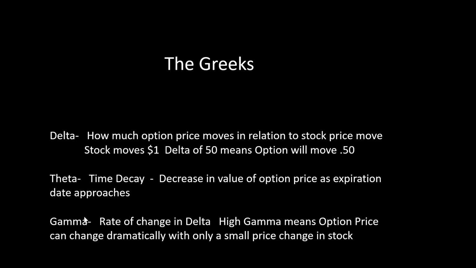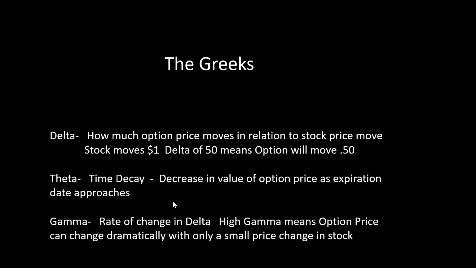Okay? And gamma, this is kind of an interesting one. This is the rate of change in delta. How fast is the delta changing? In other words, if the delta goes from 50 to 60, how fast is that occurring? That's gamma. And this can happen when a stock is moving up really, really quickly.